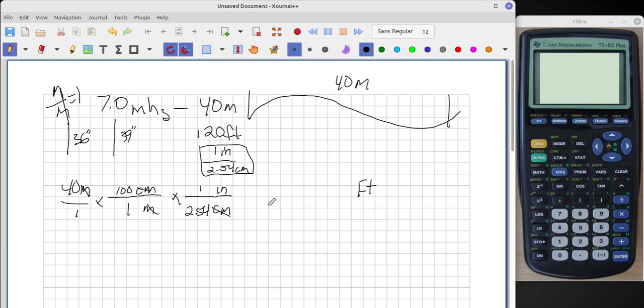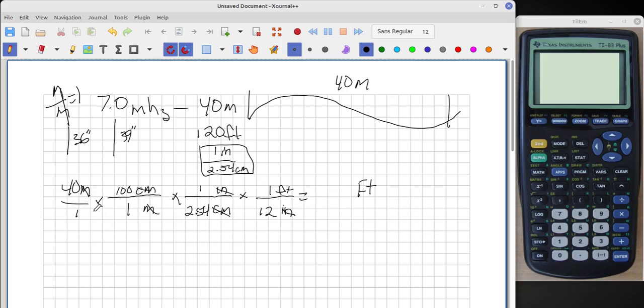Am I in feet yet? No, I'm not in feet, I'm in inches. So what do I know about inches and feet? Well, whatever it is I know, I need inches on the bottom so that those cancel out. So 12 inches gives me 1 foot. So now my inches cancel out and I'm left in feet. So now when I do this calculation, my answer will be in feet.